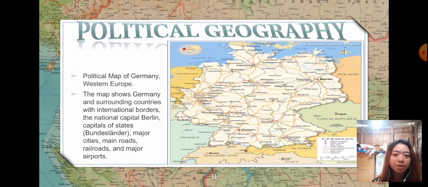Political map of Germany, Western Europe. The map shows Germany and surrounding countries with international borders, the national capital Berlin, capitals of states, major cities, main roads, railroads, and major airports.